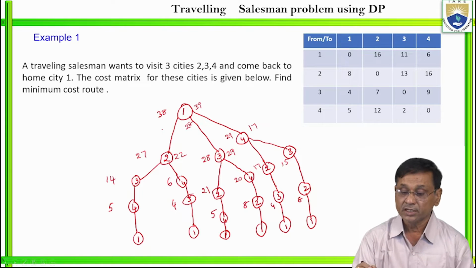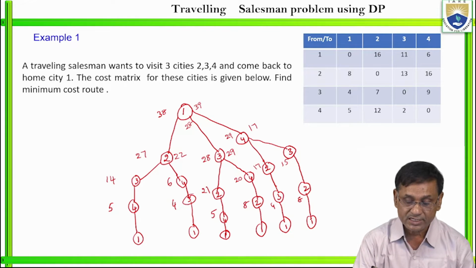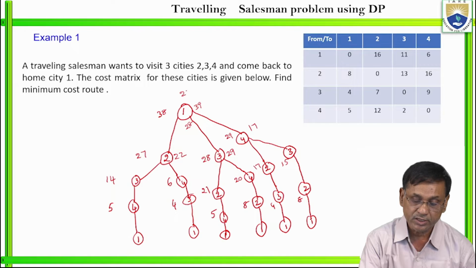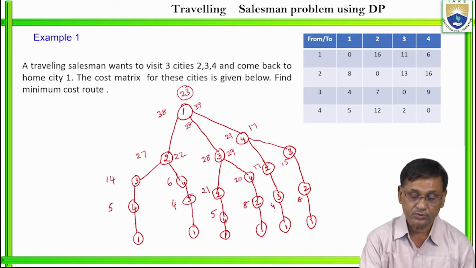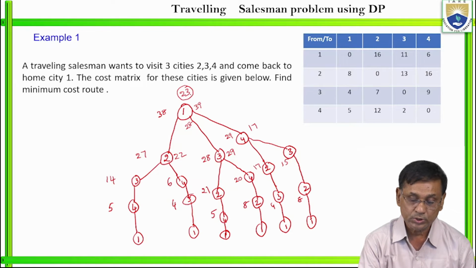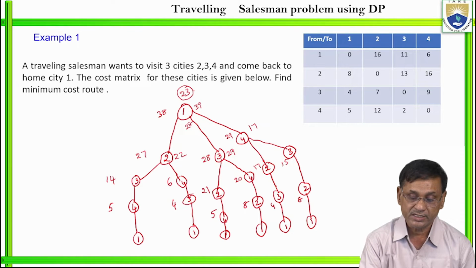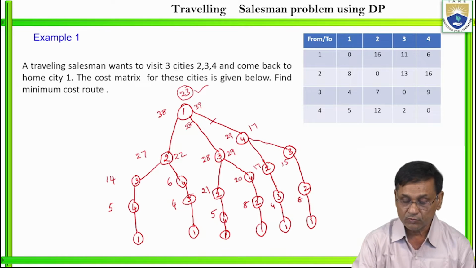38, 39. And then, if the salesman selects the route 1 to 4, 4 to 3, 3 to 2, 2 to 1, in that case, what is the cost? 1 to 4 is 6. So, the cost is 23. So, that means the lowest cost. Now, the costs are 23, 38, 39. So, in these three, he can select this one. So, the corresponding route is this: 1 to 4, 4 to 3, 3 to 2, 2 to 1.